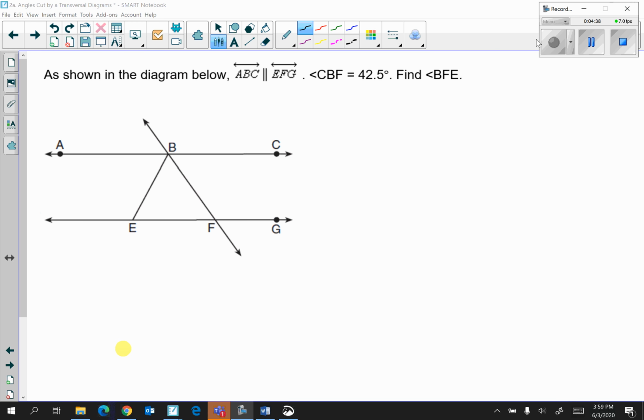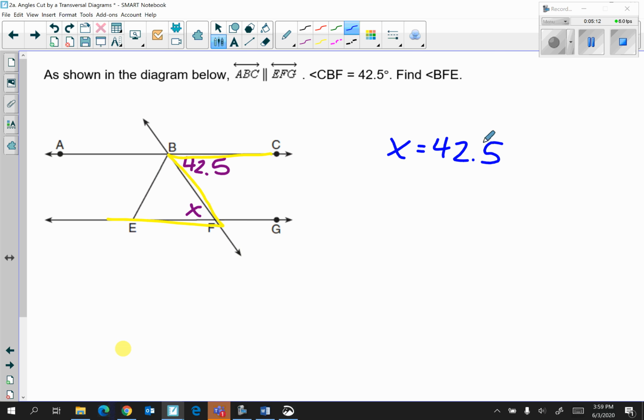Next, as shown in the diagram below, ABC is parallel to EFG, and angle CBF is 42.5. Find measure of angle BFE. So again, notice, hopefully you see alternate interior angles, or you see the Z, which means x is equal to 42.5.